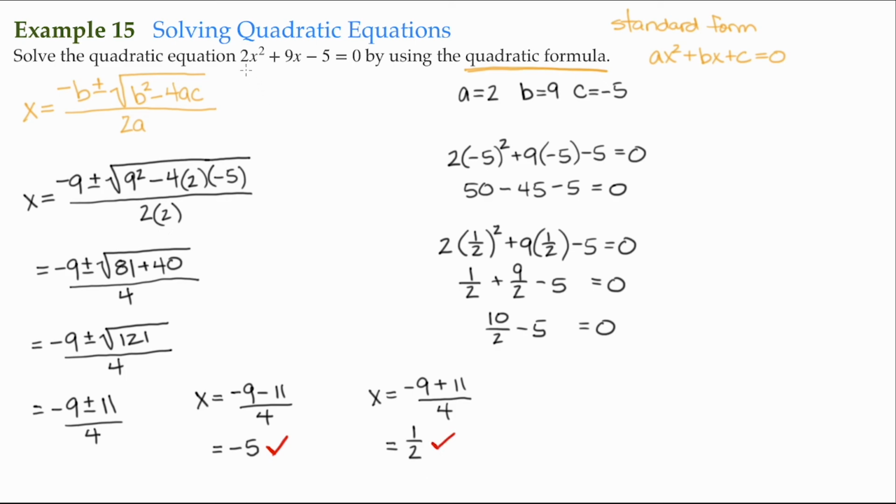So the solutions for 2x squared plus 9x minus 5 equals 0 is x can equal negative 5, and x can also equal 1/2. And we found these solutions without factoring like we did in the previous examples. We did it using the quadratic formula. So you could certainly use this every time if you want to, rather than the factoring. But there we go.